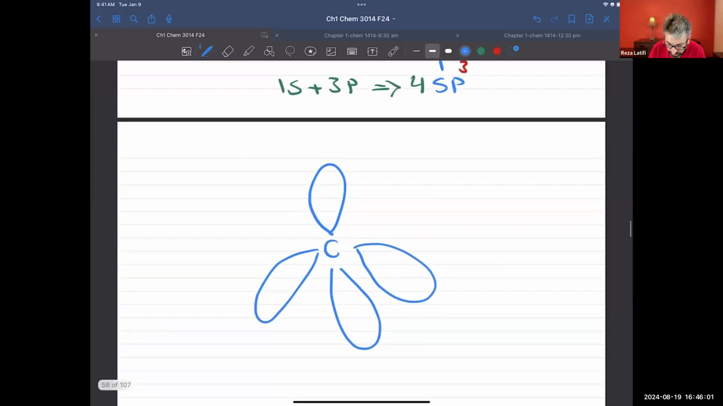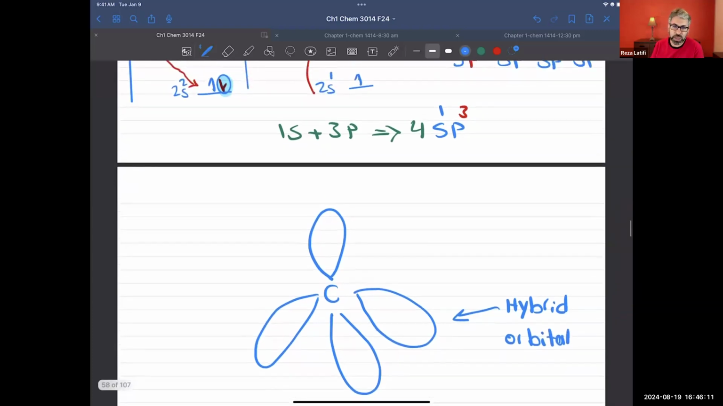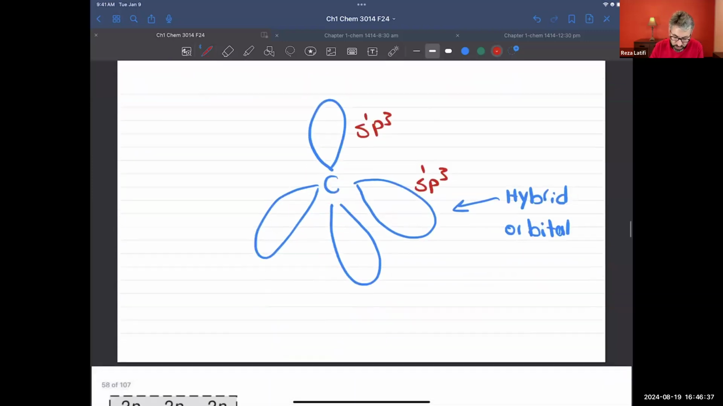Each of these orbitals, I'm going to call a hybrid orbital. Now, the process of mixing S and P, we call it hybridization. I mix S and P, I got hybrid orbitals, and the hybridization for each orbital is S1, P3. S1, P3. No need to write the 1.